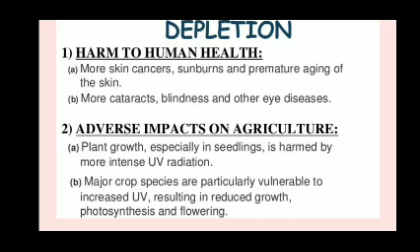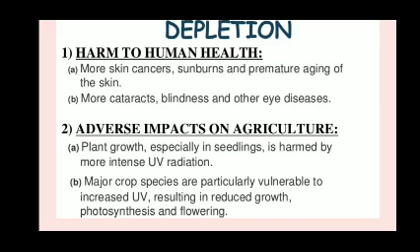Impact on agriculture. Plant growth, especially in seedlings, is harmed by more intensive UV radiation. Major crop species are particularly sensitive to increased UV rays, resulting in reduced growth and photosynthesis.